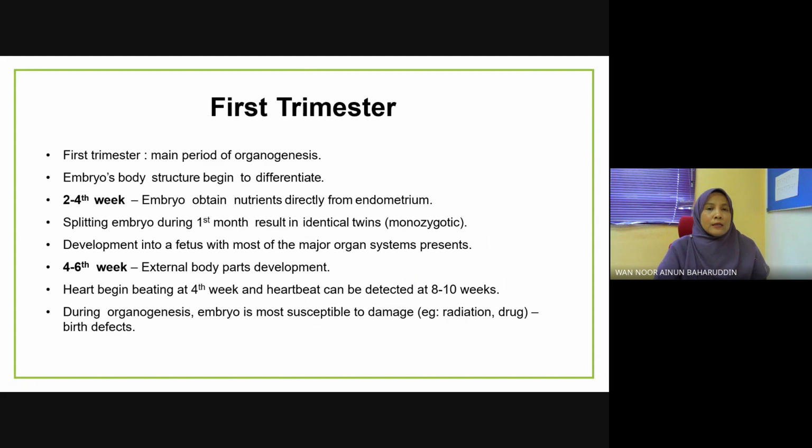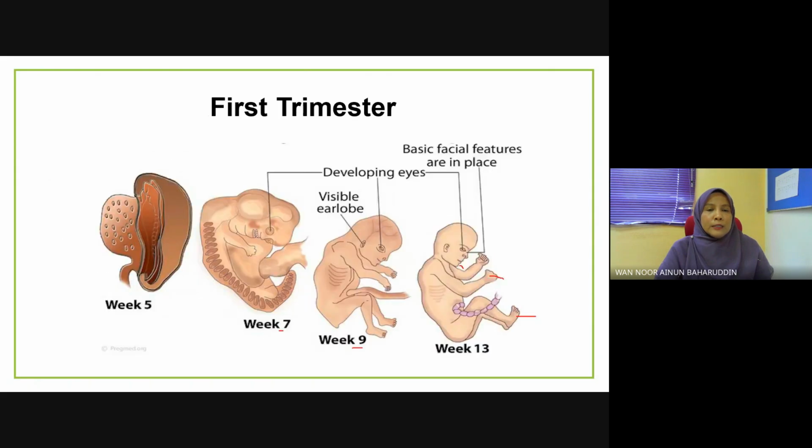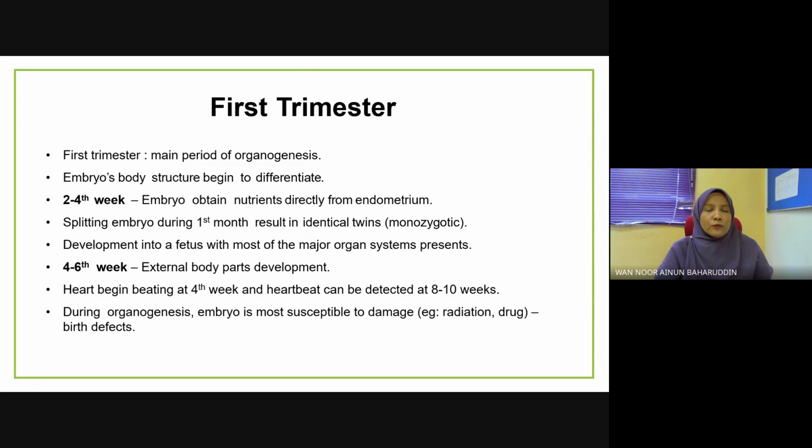So the first trimester is the main period of organogenesis, and the body structures begin to differentiate. From week 9, it begins to differentiate into the central nervous system and organs. So how is the brain developed from this part, how is the face developed, and so on. That's what we call differentiation. From the second to fourth week, the embryo obtains nutrients directly from the endometrium. If the embryo splits during the first month, you get identical twins.